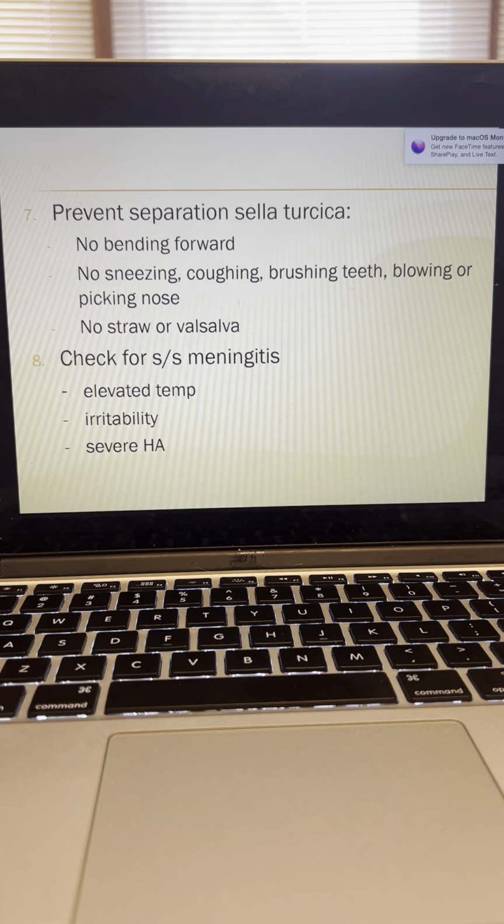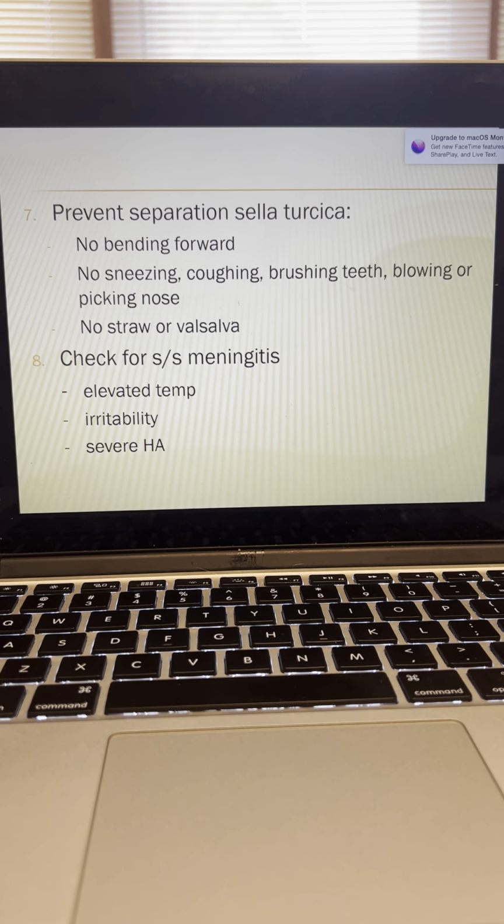Next, we want to prevent separation of that sella turcica. So we teach them no bending forward. You would need to squat down, no sneezing, coughing, brushing their teeth, blowing or picking your nose, no straw or Valsalva. It puts too much tension on that surgical area.